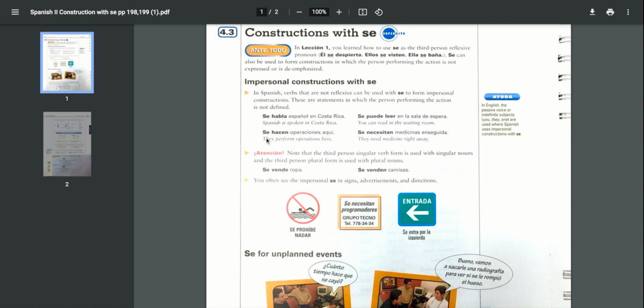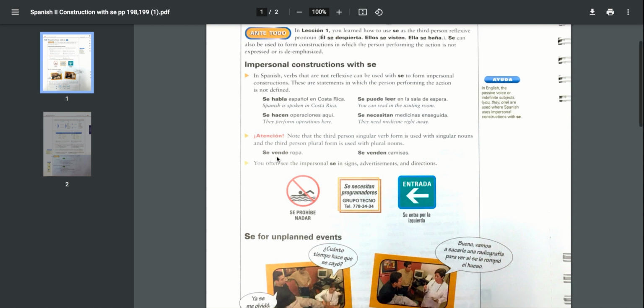Here's another example. Se hacen operaciones aquí, and that would be translated to operations are performed here, or it means that hopefully doctors perform operations here. Let's see. Se puede leer en la sala de espera. So in the waiting room, one can read. That would be the translation, which means you can read in the waiting room. But again, it's used in the impersonal se. Se necesitan medicinas enseguida. So medicines are needed. Enseguida means right away. Okay.